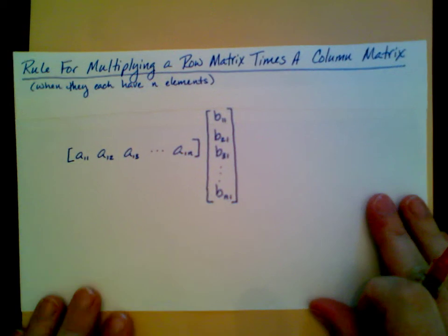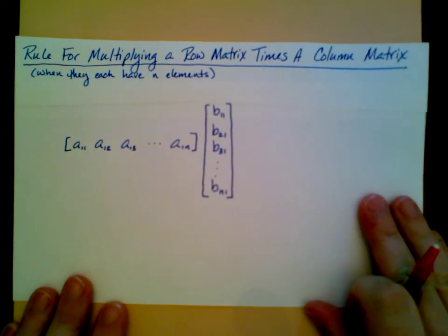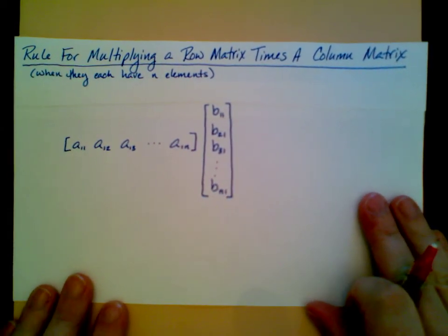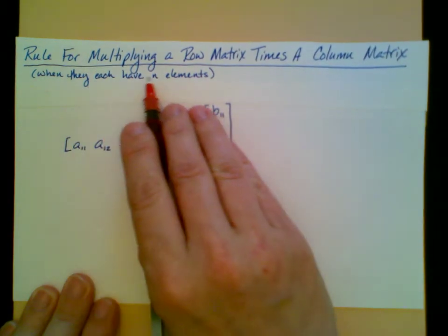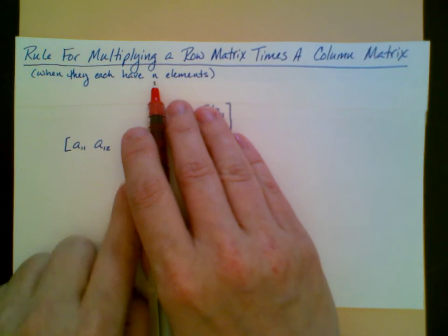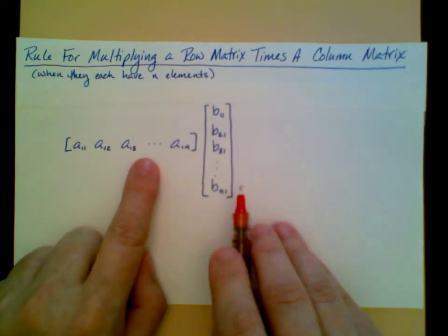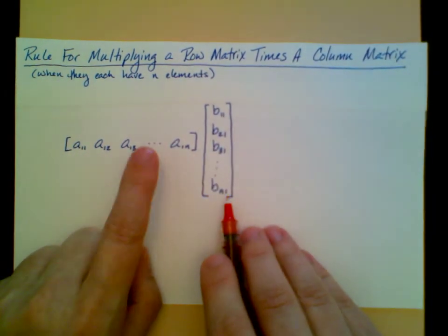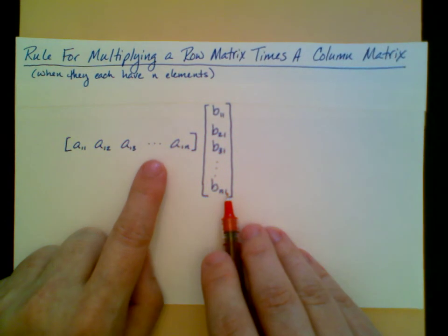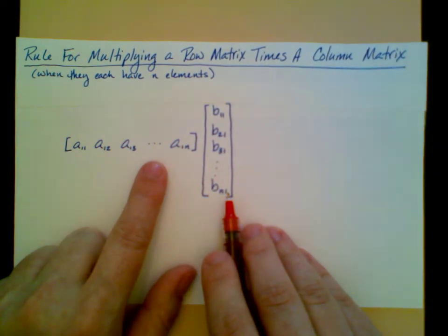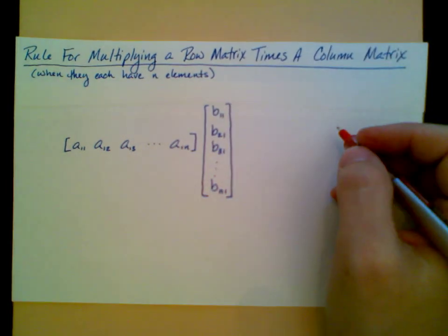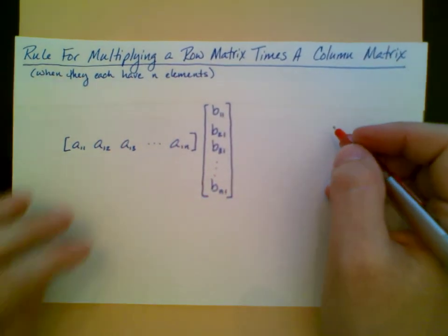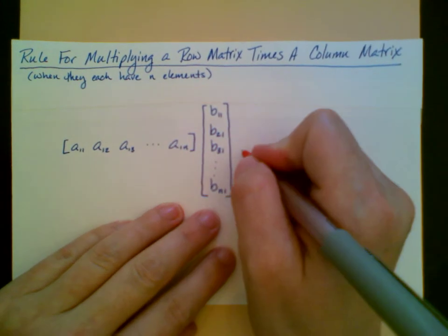So we've got a rule for multiplying a row matrix times a column matrix when they each have n elements. And here n can be any number. It is important that they have the same number. Notice that the pattern that we have been using relies on pairing them up, and that is going to continue to be the case.